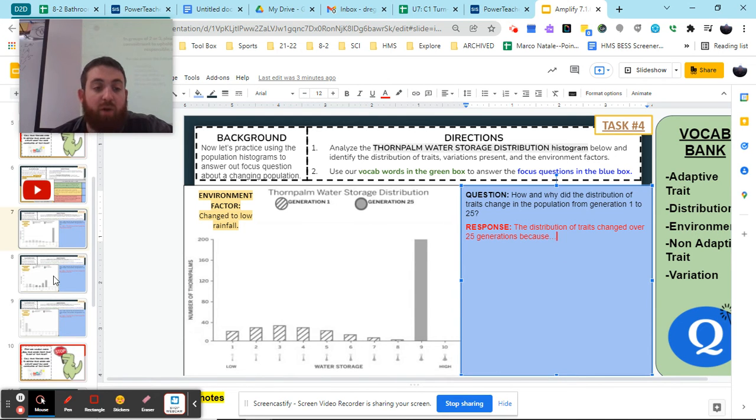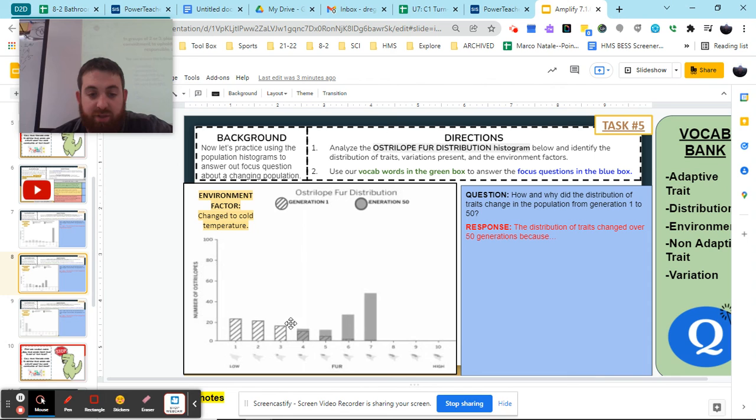You're going to do the same thing for all sets of tasks. So notice we have our histogram. Here we're looking at australopes. Something happened to the environment. We have generation 1 and generation 50 now, and then we have our vocab words. If at any point you forget what a vocab word means, don't be afraid to click on the Quizlet to see the definitions for each word.